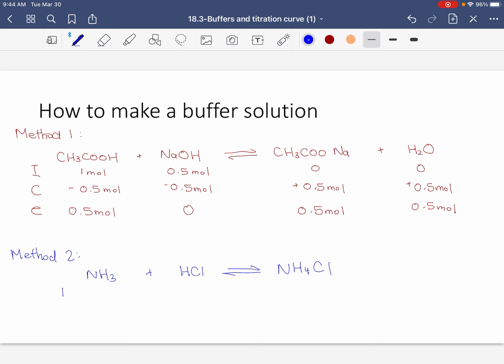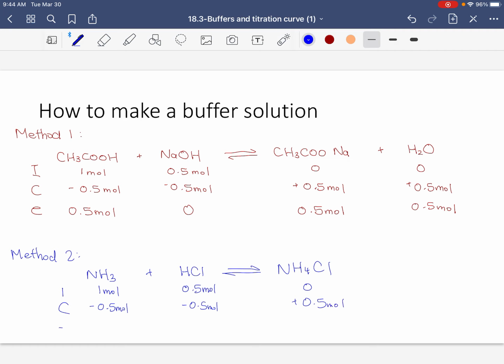So initially, I will have 1 mole of this. Again, same as method 1, I'm going to have half the amount. And initially, I have none of these because I haven't mixed them yet. And once I mix them, just like what we saw, this is 1 to 1. This guy is limited. So I'm going to use this all up. I'm going to react with half of these. So I'm going to drop half a mole here. I'm going to drop half a mole here. Okay, which means I'm going to gain half a mole here.